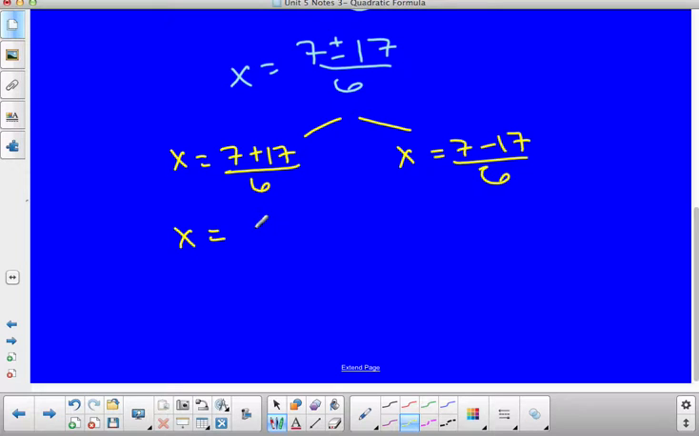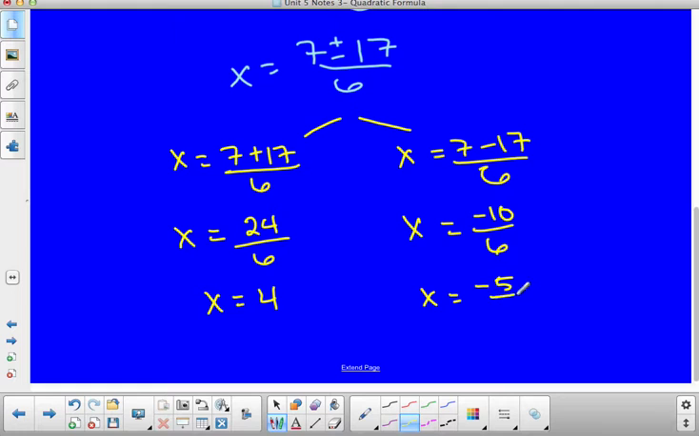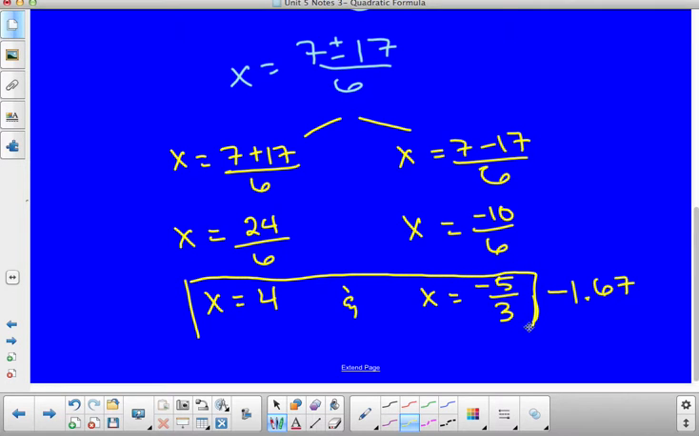So 7 plus 17 is 24. 24 divided by 6, x is equal to 4. Then 7 minus 17, x is equal to negative 10 divided by 6, or x is equal to negative 5/3. And you can make that a decimal. We could also call that negative 1.67 if we round to the second decimal place. So either one of those would be true. You can write it as a fraction or a decimal. Here's your two solutions. Circle them up, and whew, we're there.